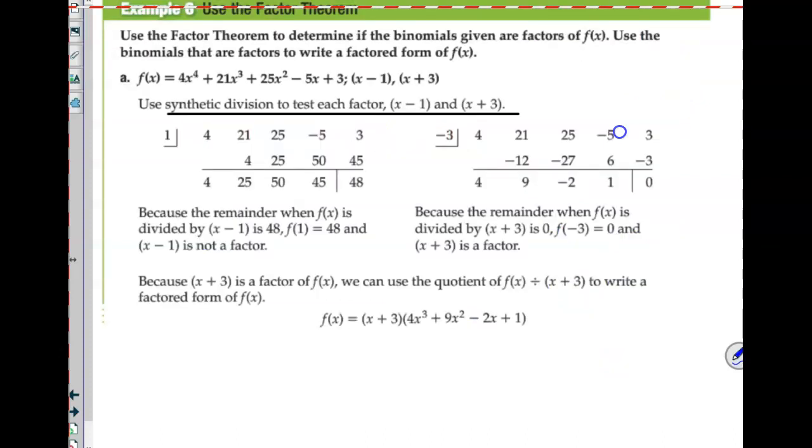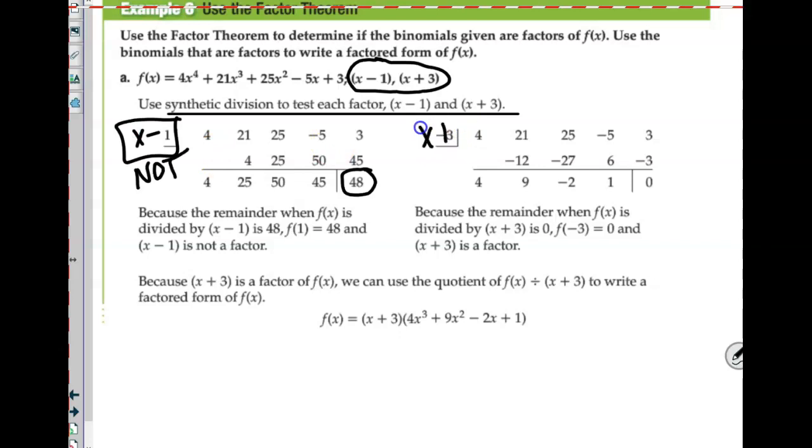Okay, moving on. This says use the factor theorem to determine if the binomials are factors. So they want us to decide if these two up here are factors. So they did synthetic division and found this one had a remainder of 48. So x minus 1 was not a factor. Everybody good? And they did -3, so x plus 3 was what it started as. That had a remainder of 0, so that was a factor.